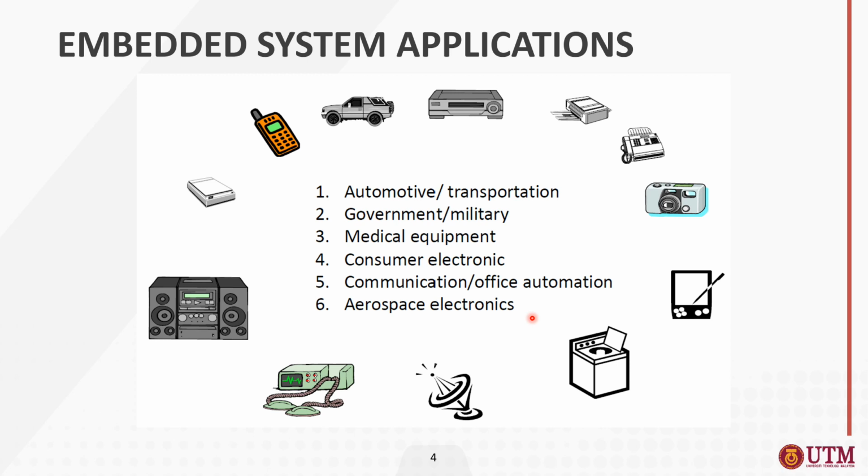So every device has their own embedded system. Okay, so the function of the embedded system is to execute what the devices have to do. Okay, so for example, for mobile phone, okay, the embedded system is used to make a call or take a picture. So those are the functions of embedded system.